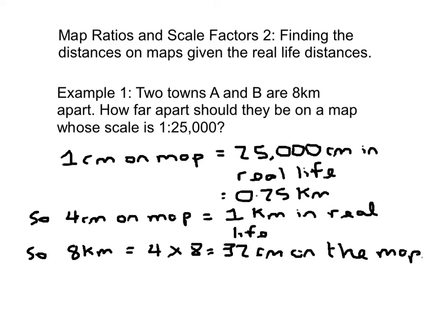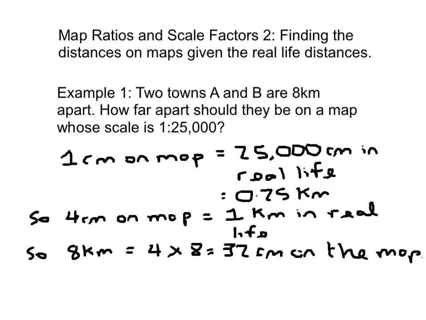This next section is about using map scale factors, or map ratios, to find the distances on maps when you're told real life distances between two places. So, in this first example, example 1, we've got two towns, A and B. They're 8 kilometers apart in real life, and we want to know how far apart they would be on a map if the scale is 1 to 25,000.